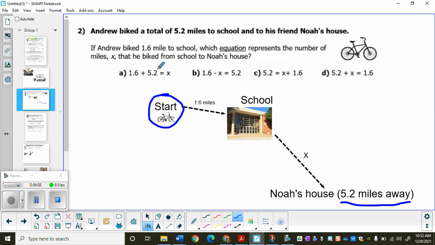So if we look at the answer choices here, we're looking for a total of 5.2. Now I see a total of 5.2 right here, and I see a total of 5.2 right here. I don't see answer choice D being set equal to the total, and I don't see answer choice A being set equal to the total. If we look carefully between the two, we can see that it's going to be answer choice C. It shows the distance between school and Noah's house plus the 1.6 miles he went to get to school is the total of 5.2 miles. So number 2 was answer choice C.